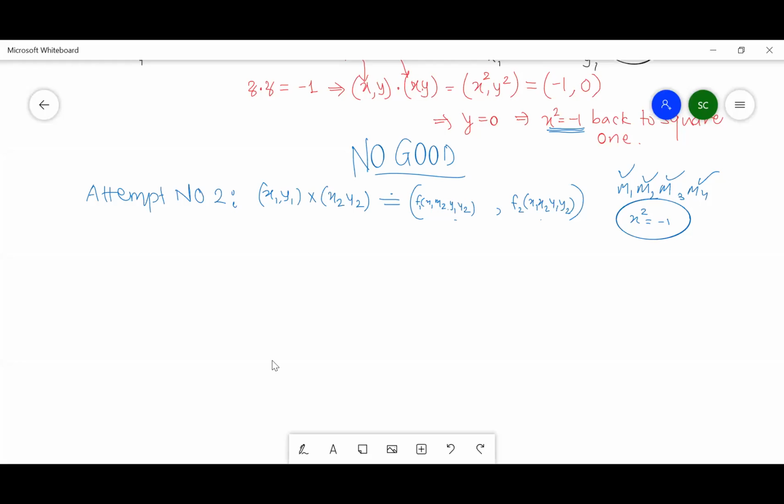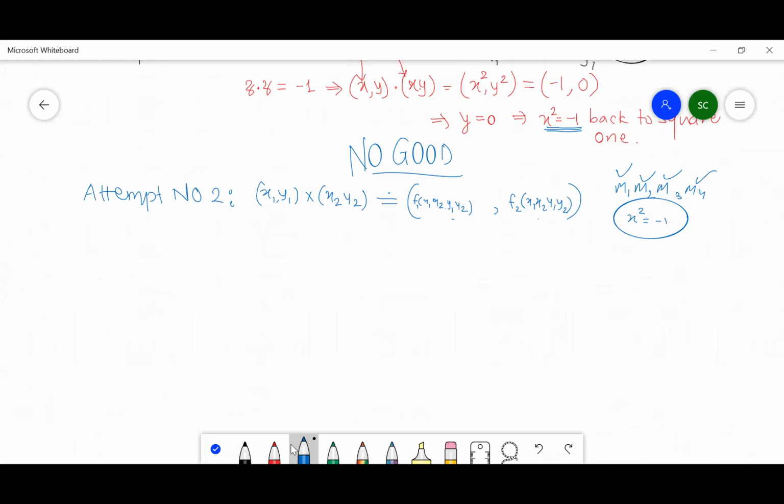Now, after so many trials, the definition that will eventually work is: (x1, y1) into (x2, y2) is defined as (x1 x2 minus y1 y2, x1 y2 plus x2 y1). Okay, now I will do the work for you.